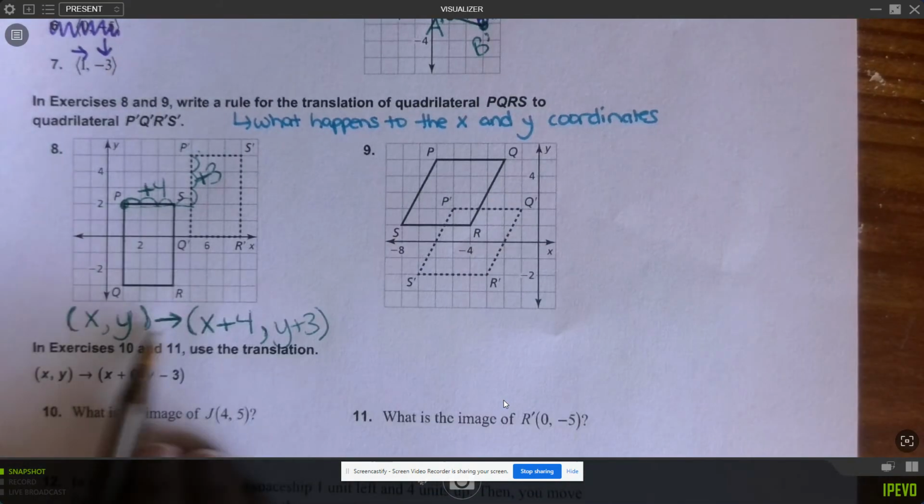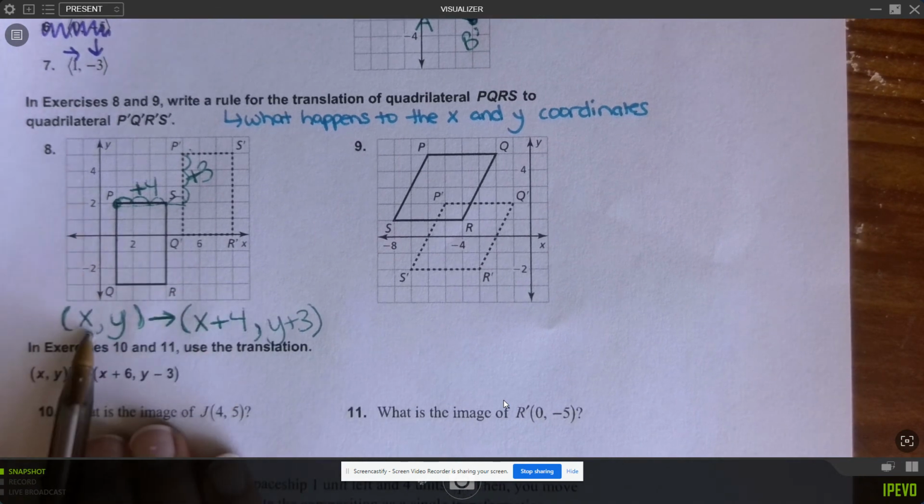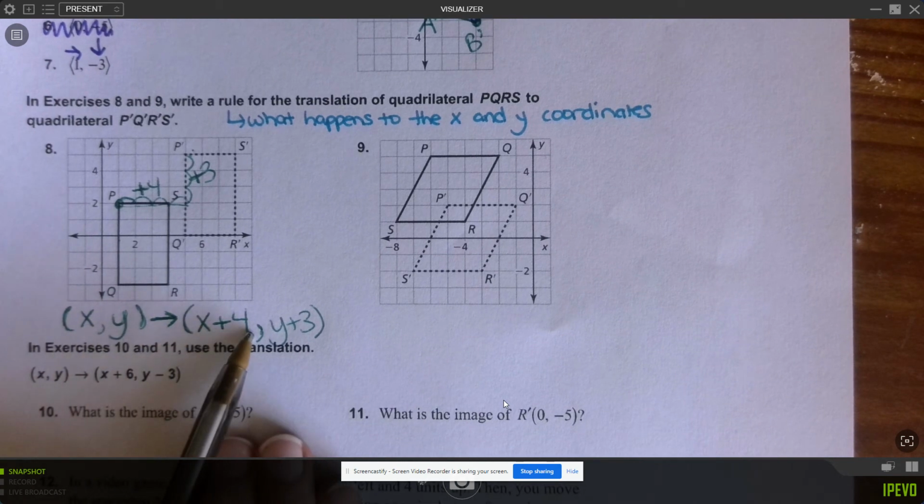So this is our rule. The rule of the translation is x, y maps to x plus 4, y plus 3.